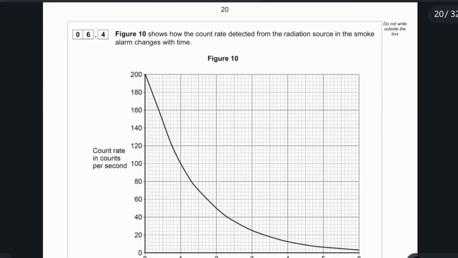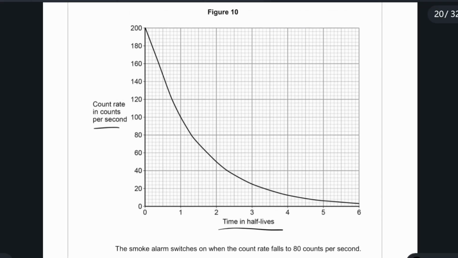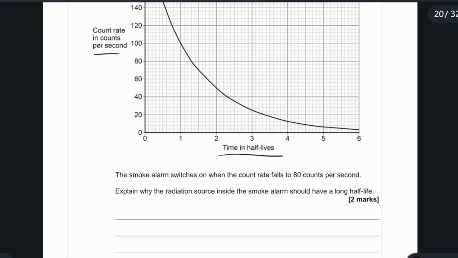6.4 Figure 10 shows how the count rate from the radiation source in the smoke alarm changes with time. So essentially we've got the time in half-lives on the x-axis and the count rate in counts per second on the y. The smoke alarm switches on when the count rate falls to 80 counts per second. Explain why the radiation source inside the smoke alarm should have a long half-life.